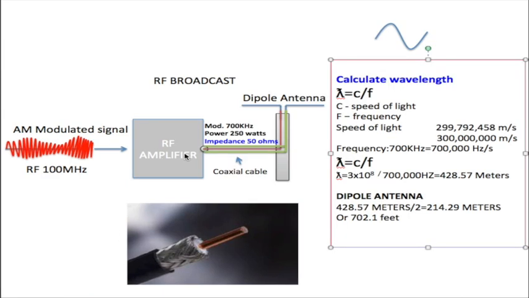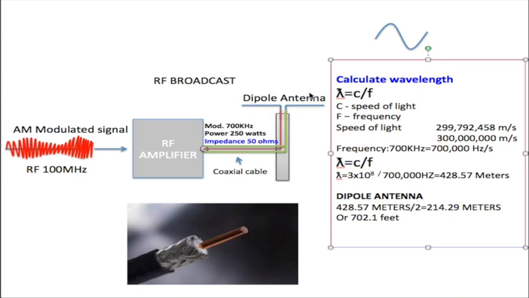So we know the impedance of the RF amp out, and we know the impedance of the coaxial cable, but we don't know the impedance of the dipole antenna. The dipole antenna should have the same impedance of 50 ohms in order to have maximum power transfer. You've got to have impedance matching between the antenna, the cable, and the RF amp out. However, we don't know this as yet.